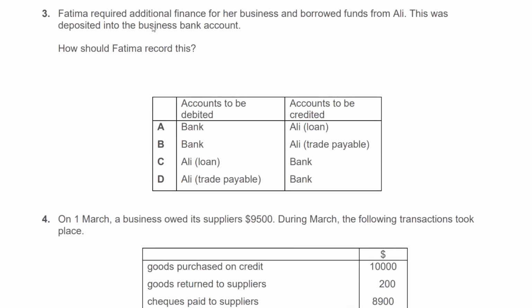Number 3, Fatima required additional finance for her business and borrowed funds from Ali. Fatima borrowed some money from Ali. This was deposited into the business bank account. How should Fatima record this? Okay, so basically Fatima took some loan from Ali, and of course it went into bank, so bank is debited, that's for sure. And Ali loan account will be credit. You know why? Because we're taking a loan from Ali. We borrowed funds. We didn't purchase goods on credit from Ali. It's not trade payable. Trade payable has a very specific meaning. Trade payable means when you purchase goods, and that is a payable.